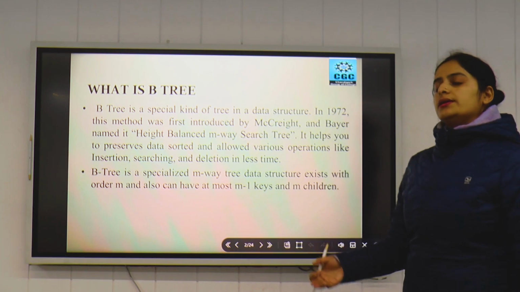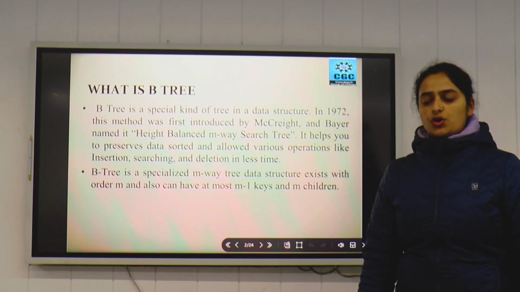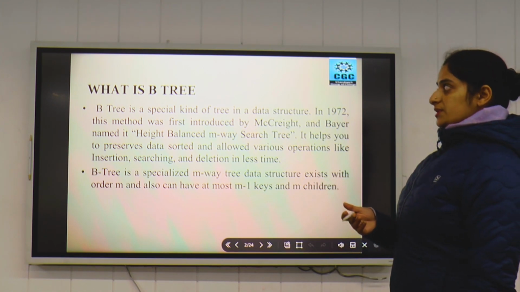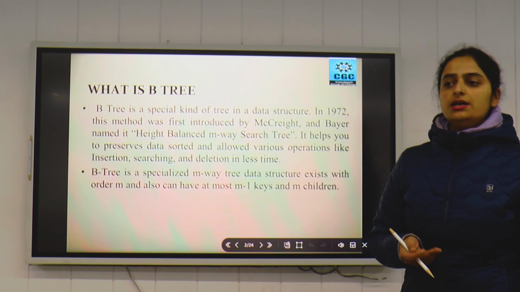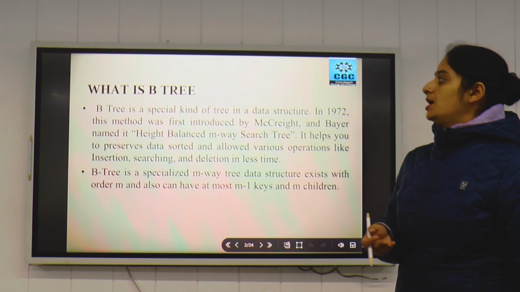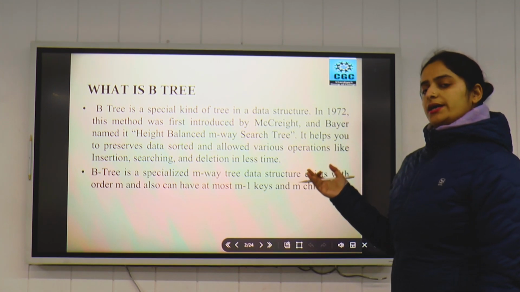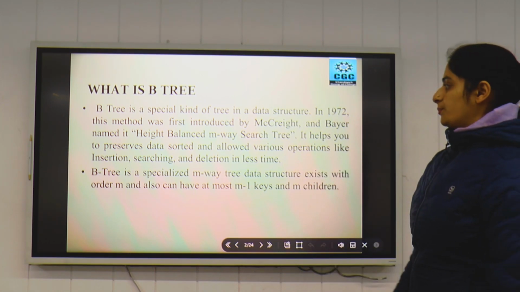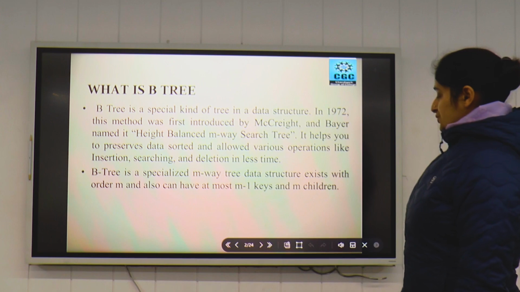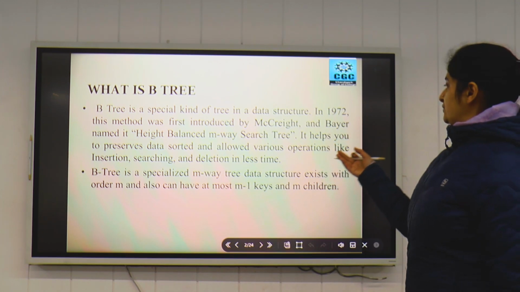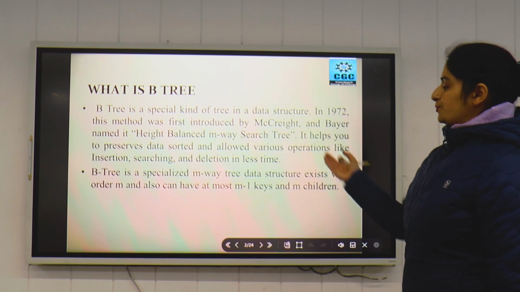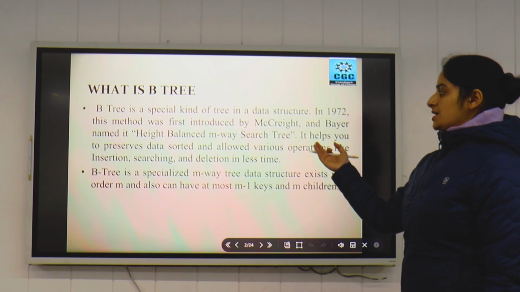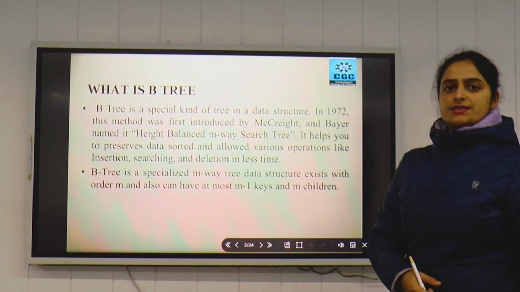So how can I explain this? What does perfect order mean? Through some approaches, and by applying the operations of B-tree on such data items, I can understand the topic in detail. So now I would like to tell you that it helps us preserve data in sorted order and allows various operations like insertion, searching and deletion in less time.